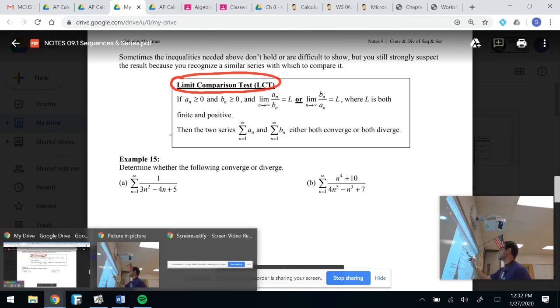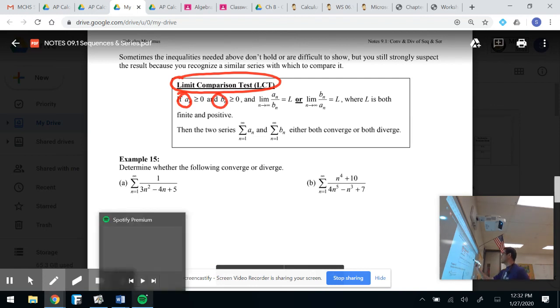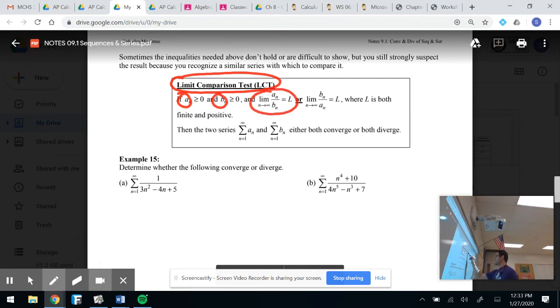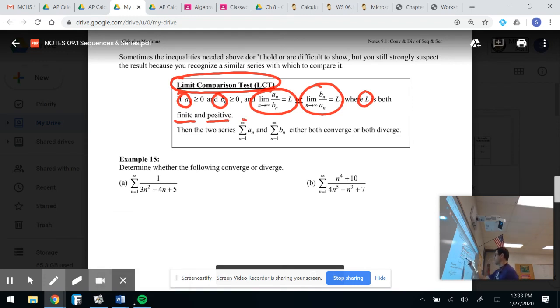Well, the limit comparison test says as long as your sequences are bigger than 0, if you take the limit of the original problem and what you're comparing it to, it doesn't matter which one goes on top or which one goes on the bottom, numerator, denominator, doesn't matter. As long as your answer comes up finite and positive, then you're good to go. You're good for the comparison. They both do the same thing.